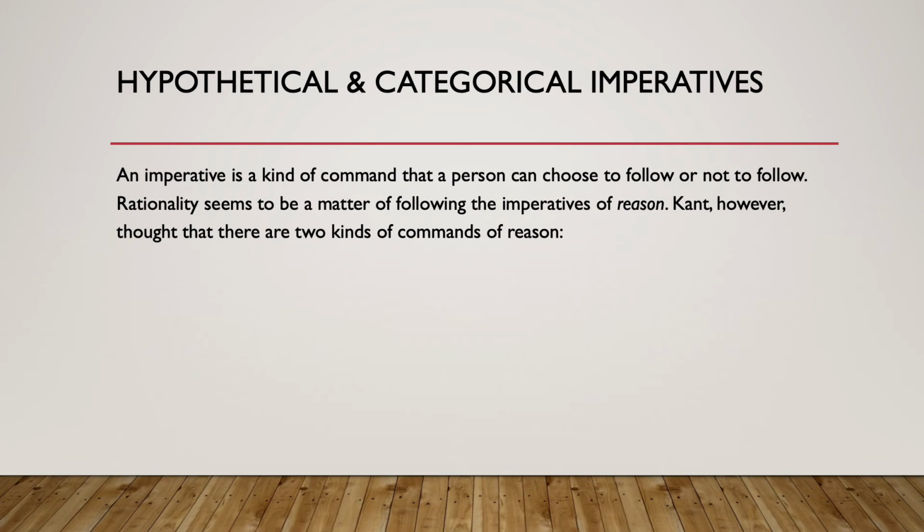And the idea is when we obey whatever it is that reason tells us to do, we're acting rationally. And when we look at what reasons we have, if we disobey what reason tells us to do, which we can choose to do, we would just be acting irrationally, contrary to reason. So Kant, however, thought that there are two kinds of commands that reason can give. So there's basically two sources where reasons might come from.